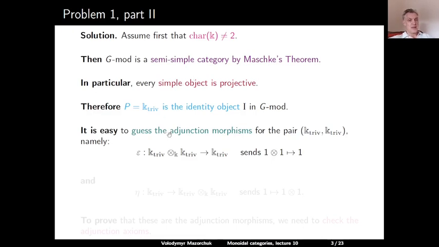Namely, as the counit of the adjunction, epsilon, we can take the morphism from K triv tensor K triv to K triv, which sends 1 tensor 1 to 1. And the unit eta of the adjunction will go from K triv to the tensor product of K triv with itself, sending 1 to 1 tensor 1. It's obvious that these two maps are homomorphisms of G modules.